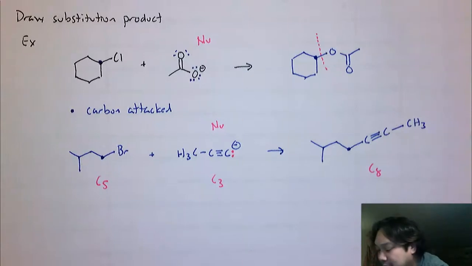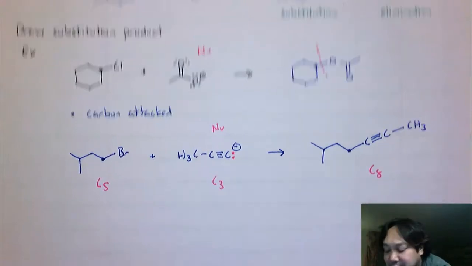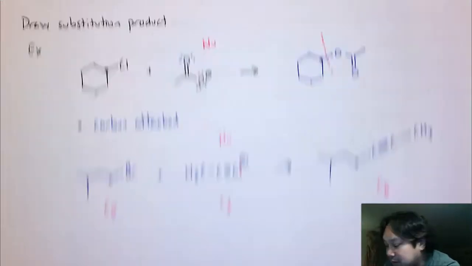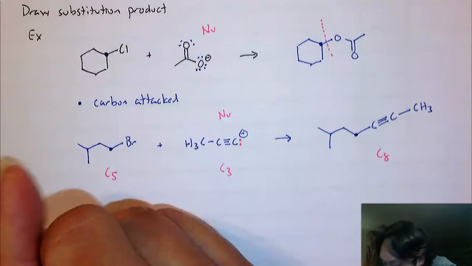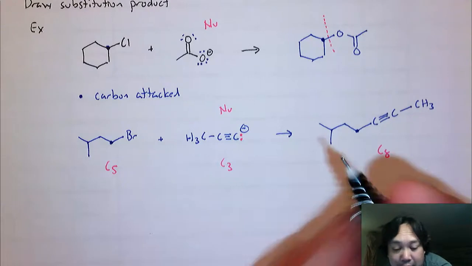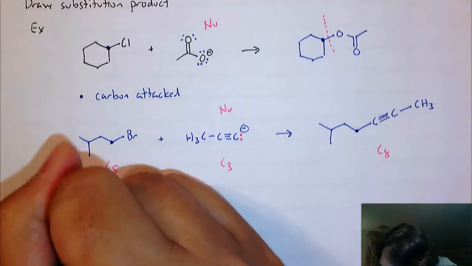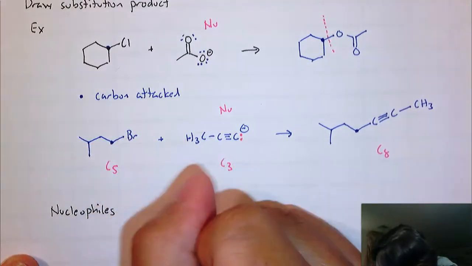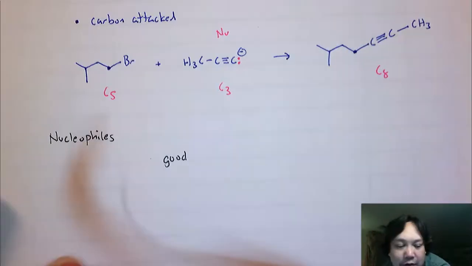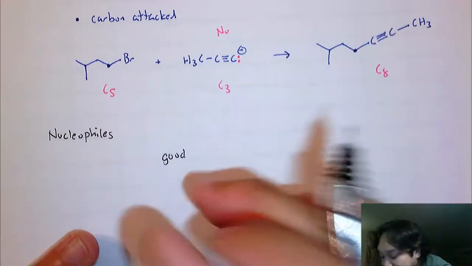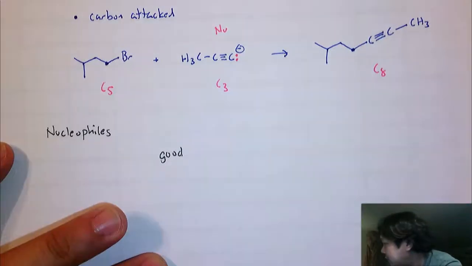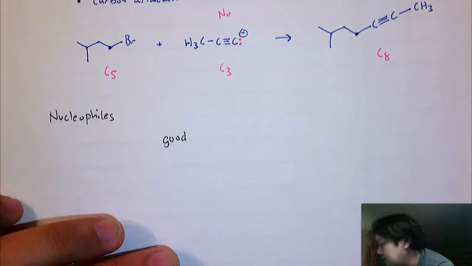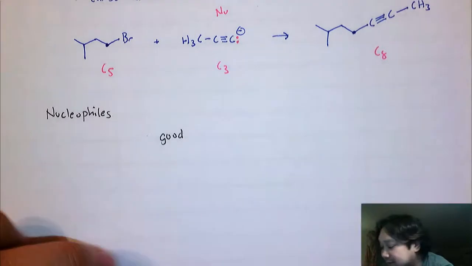But before we actually look specifically at these 2 mechanisms, I do need to give you one more list, and it's a list of nucleophiles, and we're going to rank them, good and poor. And you're going to figure out what's the difference between the set of good nucleophiles versus the set of poor nucleophiles. You could almost think of this as your master list.